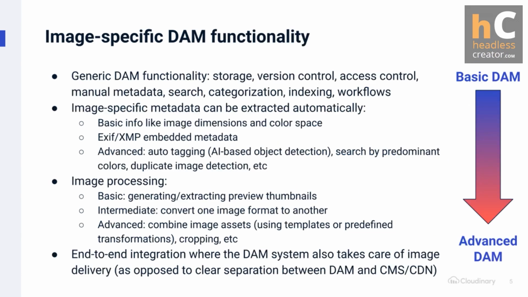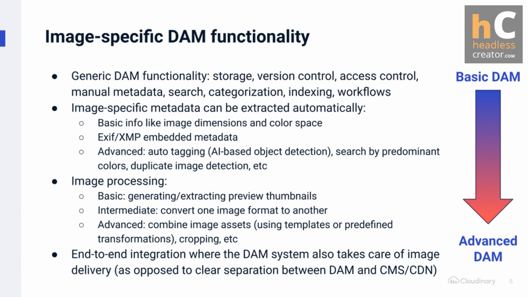The purpose of a DAM in general is, of course, to do things like access control, search, categorizing, indexing, managing workflows, managing versions, and so on. And a generic DAM can do this with any kind of file. It doesn't necessarily need to know whether it's an image or a Word document or whatever. But some DAMs have more image-specific functionality, and they can do some things that are only relevant for images. So the simple examples of this are to extract metadata about images automatically instead of having to enter it manually. So things like dimensions, color space, or any metadata that is embedded into the image file like EXIF or XMP. So to automatically extract that metadata and have it available in the DAM so that you can search on it and so on. But it can be more complicated than that.